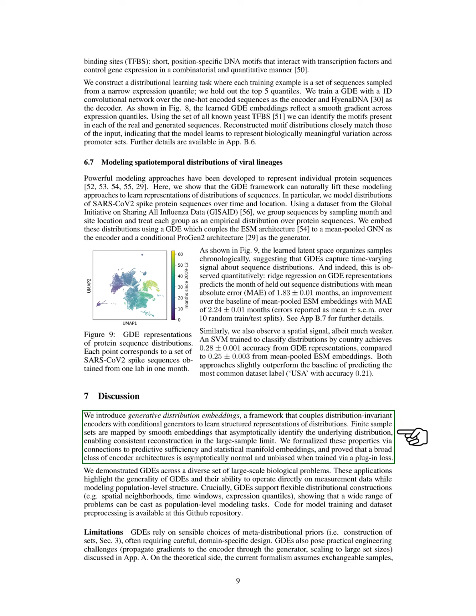In our discussion, we introduced generative distribution embeddings, a framework that combines distribution invariant encoders with conditional generators to learn structured representations of distributions. We show that finite sample sets can be mapped by smooth embeddings that identify the underlying distribution, allowing for consistent reconstruction as sample sizes increase. We formalize these properties through connections to predictive sufficiency and statistical manifold embeddings, proving that a wide range of encoder architectures can be asymptotically normal and unbiased when trained with a plug-in loss.